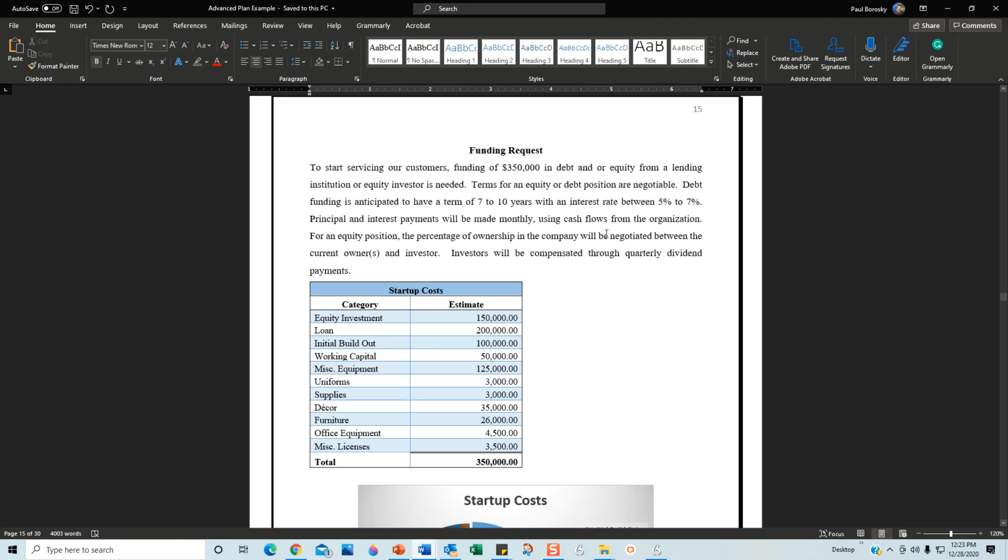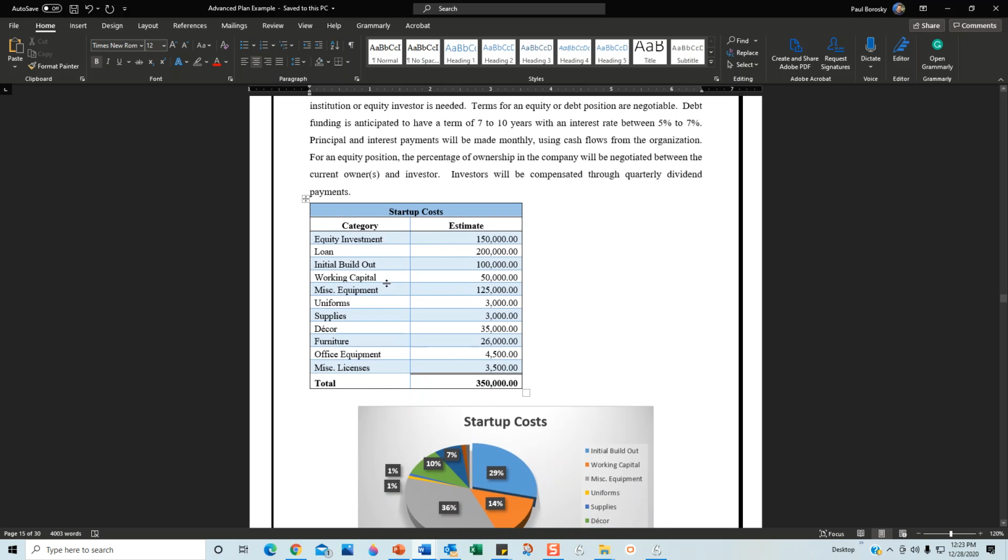Not only that, but it gives you a lot of wiggle room too, because I don't use the specific dollar amount you need. The term, if it's a loan, is going to be a range. If you're looking for interest rates, it's going to be a range. It's going to be the percentage of ownership. If you're going to take on an investor, it's going to say that it's going to be negotiated later. How are you going to pay your dividends? Well, they're going to be quarterly or annually. We can talk about that.